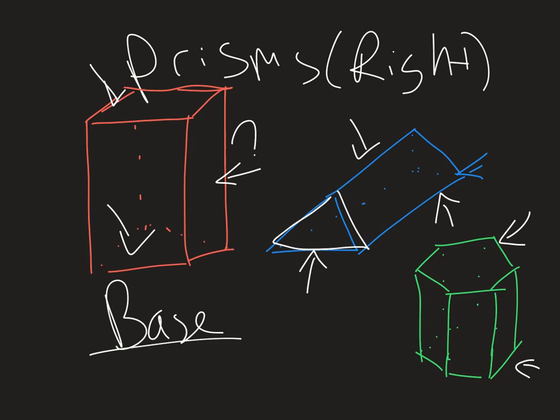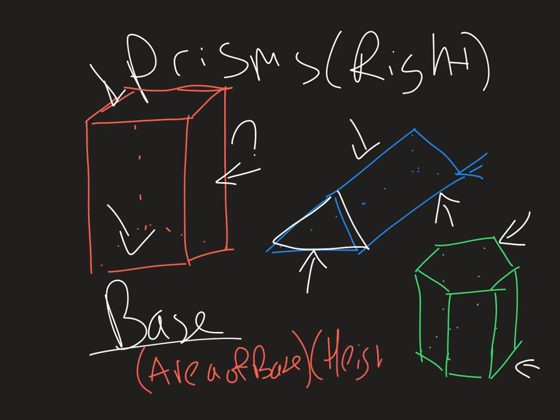And the whole idea behind a prism is that you're going to take the area of this base times the height. And again, height, that would depend on your base. In the case of the triangle, this would technically be our height. If we stood it up, that would be how tall it would be. And likewise, on the hexagon, we're looking at this as our height.